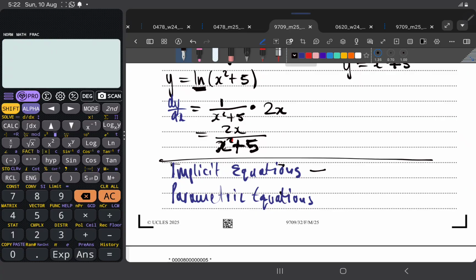Differentiation of implicit equations. What are these now? These are just equations where you cannot make y the subject. So you're going to have to differentiate with y inside. So there will be an x, there will be a y, they'll be together, they'll be stuck because you can't make y the subject. And you're going to differentiate y the same way you differentiate x, okay? But what you would know is every time you differentiate y, after differentiating it, you put dy/dx.